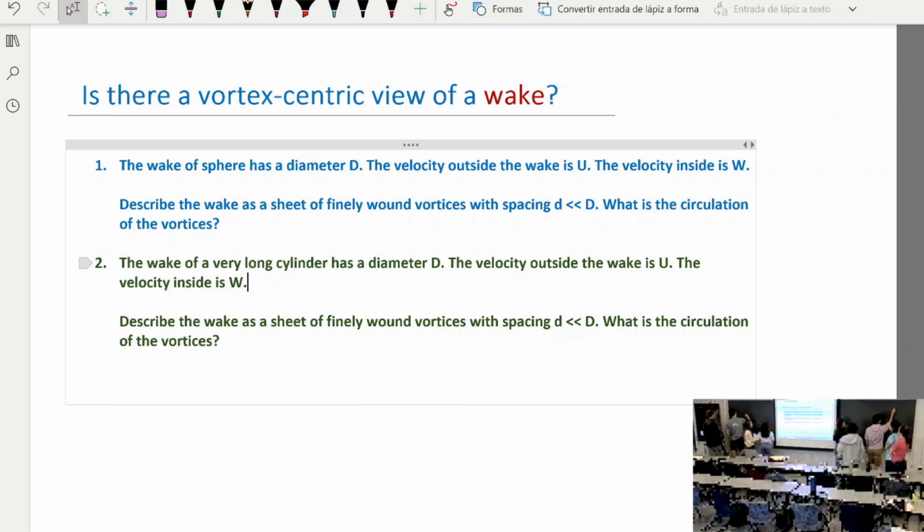So let's say this is the sphere, and the flow goes in that direction. Where is the wake? Probably over here, behind the sphere, right? So you put the vortices right here along here. Yes, that's right. The velocity right behind the sphere should be W, so it should be slower than free stream. But outside of the wake, up and down, should still be U, right?